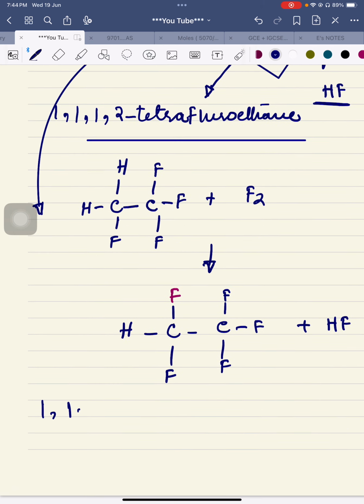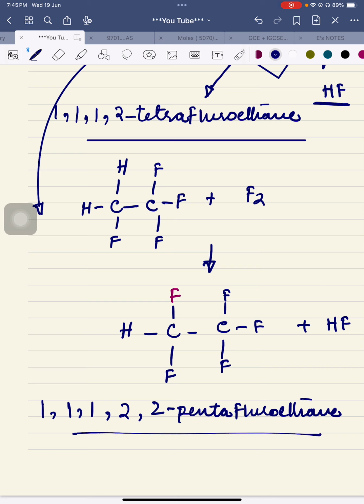It is 1,1,1,2,2. Now there are two fluorines on the second carbon, so this is now penta. Pentafluoroethane. Okay, so this is the product of this one. Now I am taking you to the next one, the last one. Why last one? Because we are left with one hydrogen only, so that's why it is the last step.